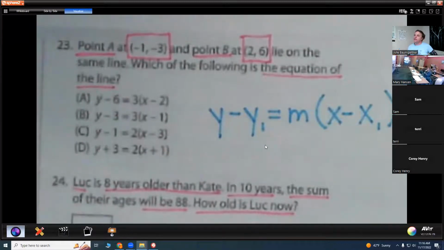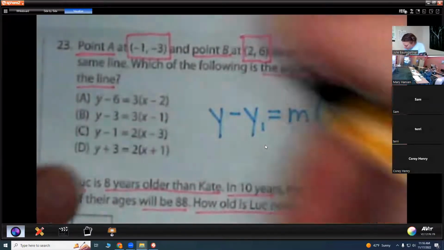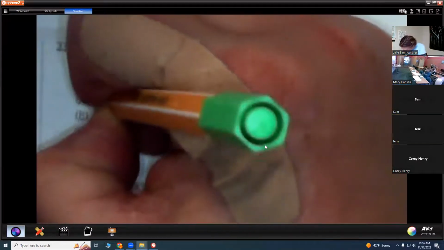Did anyone choose an answer for this one? No? So C, okay, why did you choose C?